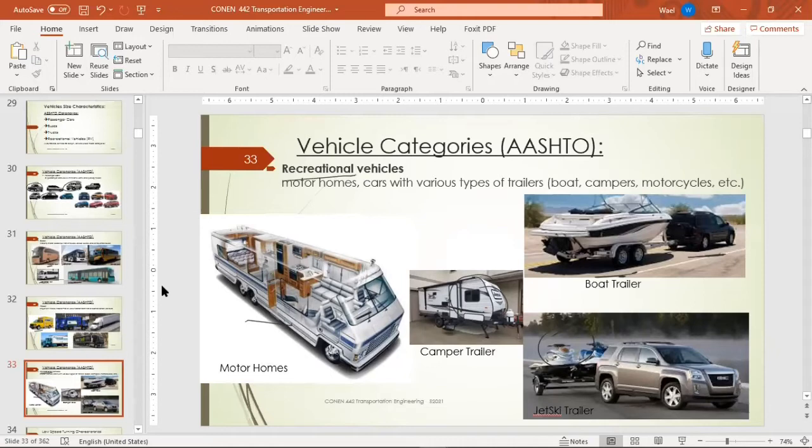Why? First of all, it occupies a longer distance or a longer space on the road. That's number one. Number two, its behavior in acceleration and deceleration is similar to a truck. So it's not a passenger car anymore. Once you have this configuration, this is called an RV, and there is an adjustment factor specifically for this one, because we cannot treat it as a passenger car any longer. Any questions?